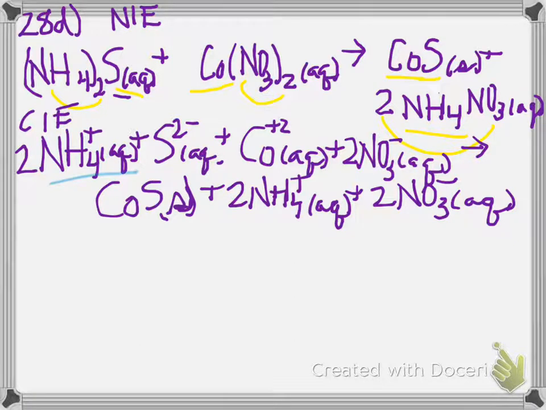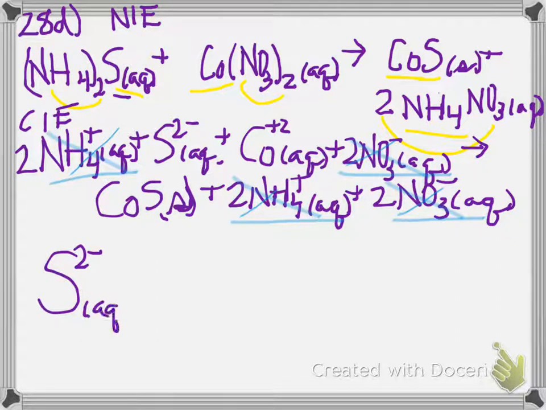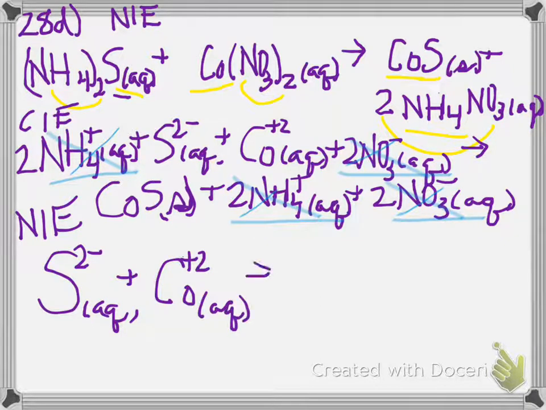spectator, ammonium, and nitrate. So my net ionic equation is sulfide plus cobalt yields the cobalt sulfide solid. So there's my net ionic equation for letter D.